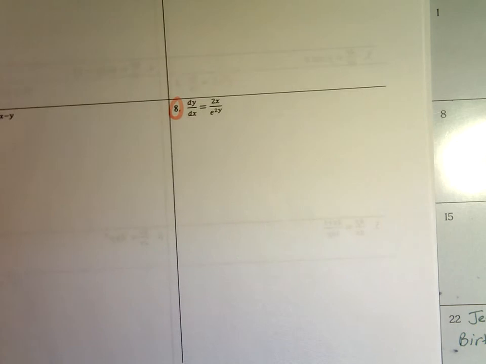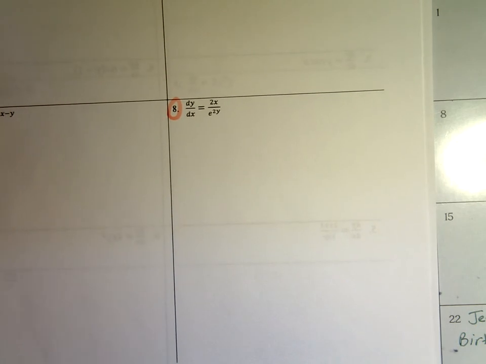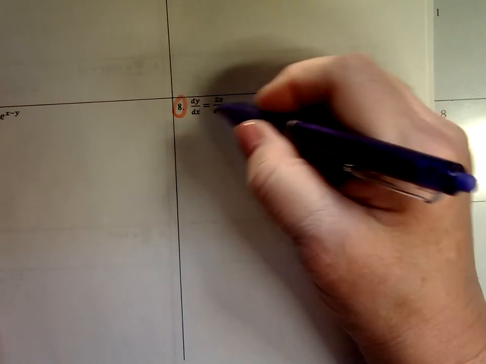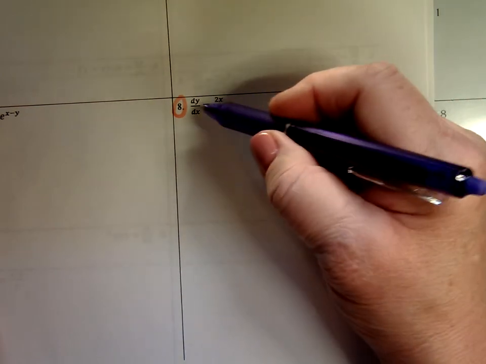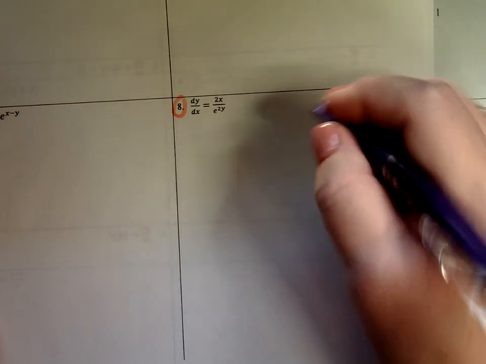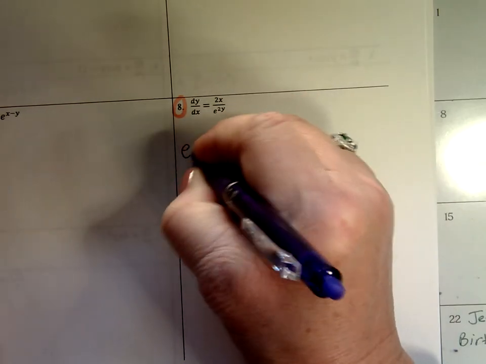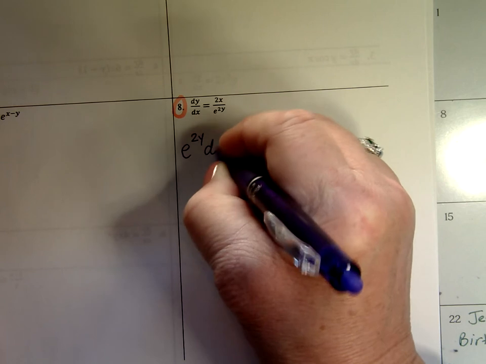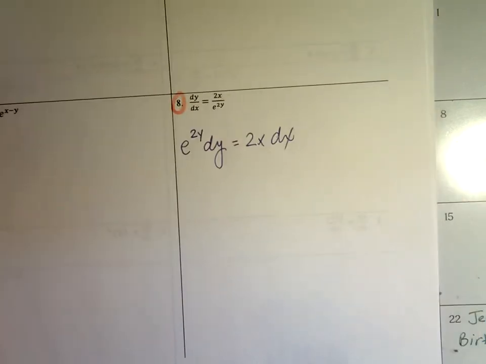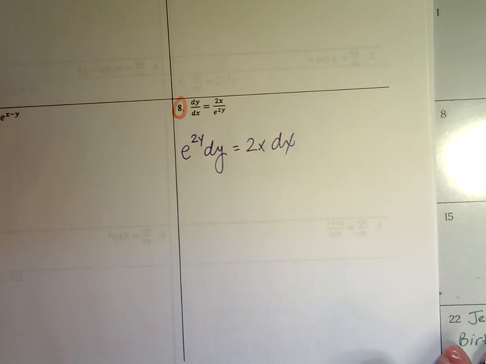Number 8. This one I can cross multiply. See how if I cross multiply, I have a fraction, which makes this different than the others. If I have a fraction, I can just cross multiply these. It's going to give me the y's on the left and the x's on the right. So here we go. e to the 2y dy equals 2x dx. Sure, I can integrate that. Integrate.